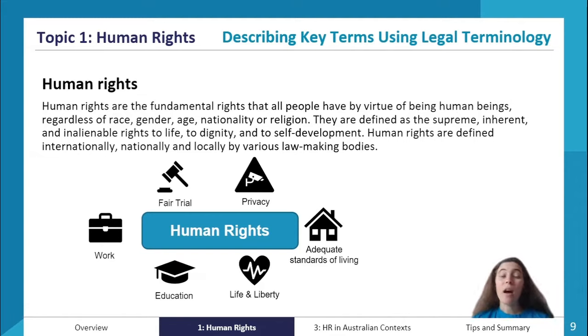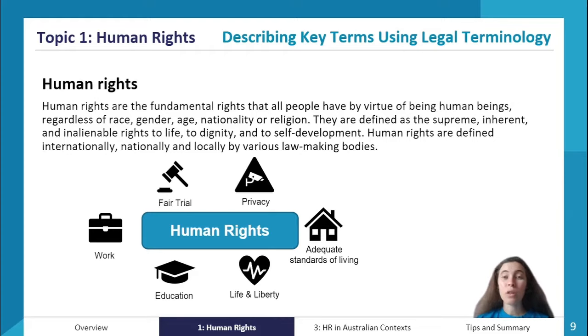So human rights are the fundamental rights that all people have by virtue of being human beings. So just because we're humans, we have these rights. And it doesn't matter what race we are, our gender, our age, nationality, or religion. So everyone has the same rights. They're fundamental and they're equal for everyone. So they are defined as the supreme, inherent, and inalienable rights to life, to dignity, and to self-development.